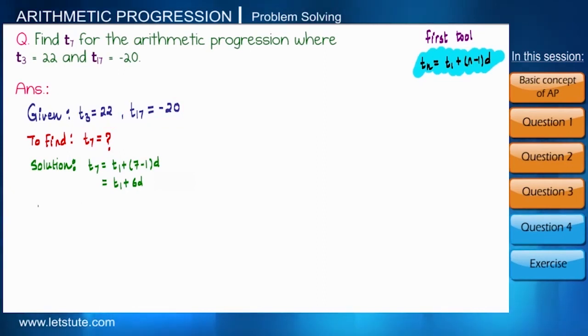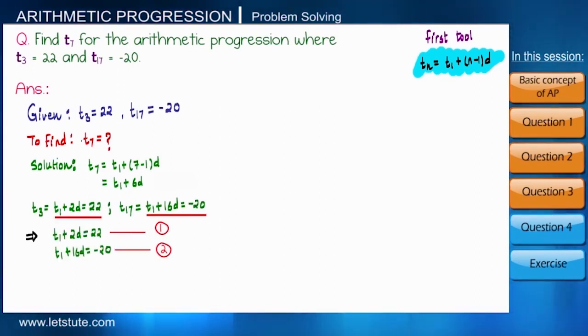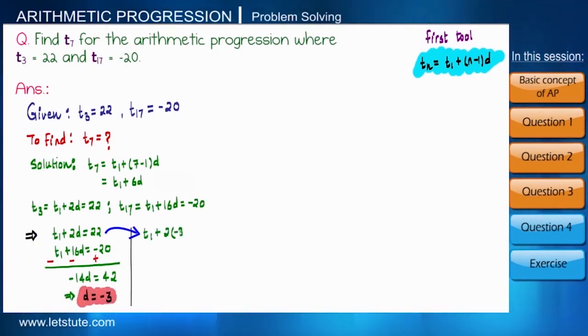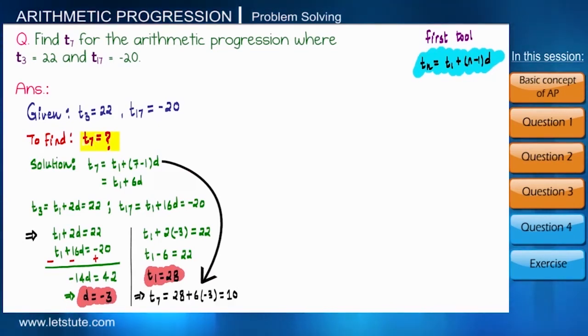So what will we do? We will write T3 and T17 in the form of T1 and D only. So we will get two equations in two variables. And we all know how to solve these simultaneous equations. After solving it, we will get the value of D equals minus 3. And if we put D in any of the equations, we will get the value of T1, which is equal to 28. That means we have got our two main pillars, T1 and D. Now by substituting the values of T1 and D, we will get T7 equals 10.